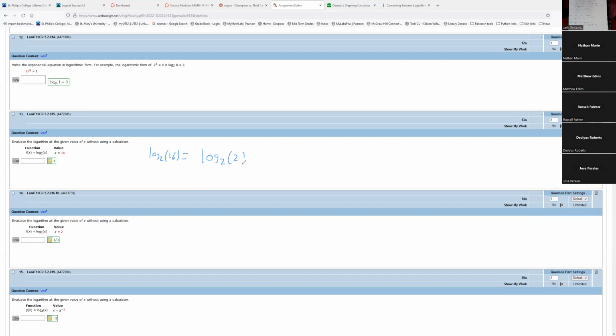Is the same as 2 to the 4th. And that log property up top said, when they match, they cancel, leaving you with the argument. So don't use a calculator, they want you to use the property. Same thing here.